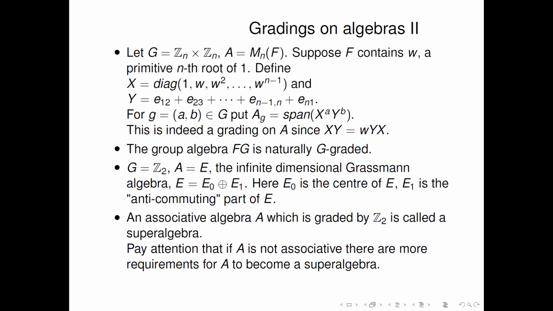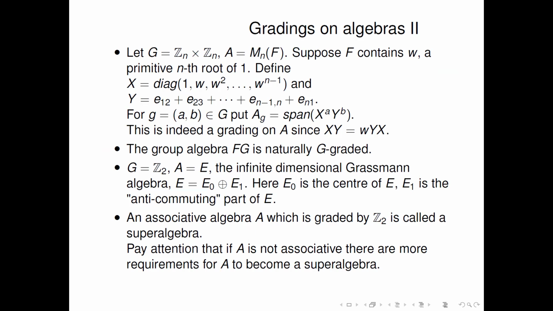Another construction is the following. Take G to be the direct product of two copies of Zn. A, once again, is the n by n matrices. And let us suppose that F is a large field containing a primitive nth root of 1. I'll define two matrices, X and Y, in this way. The first is a diagonal matrix where you put the powers of W. And the second has ones just above the main diagonal, and the first entry of the last row as well.